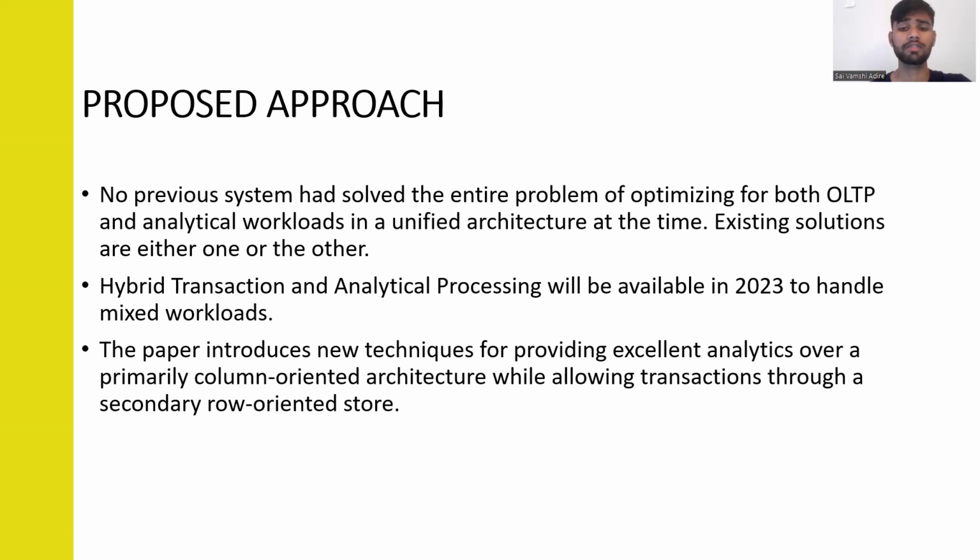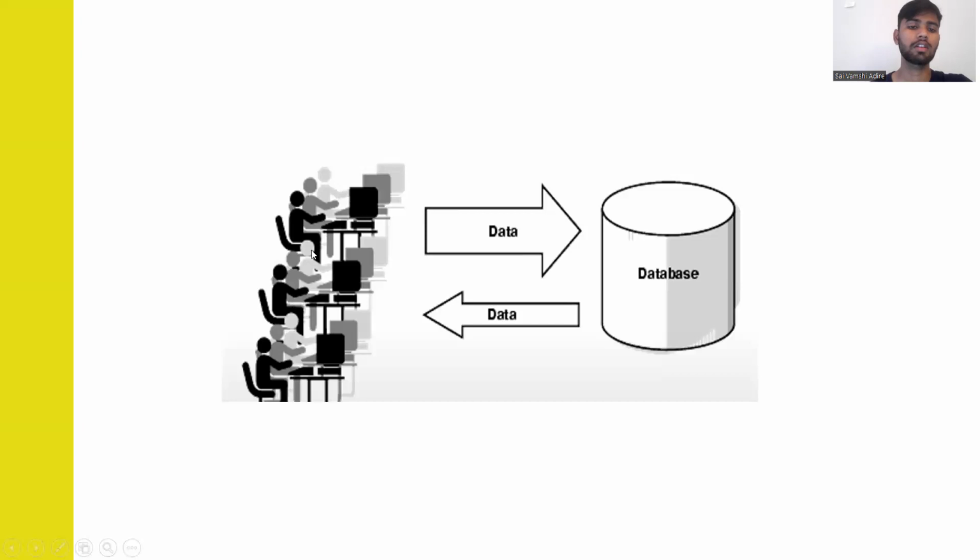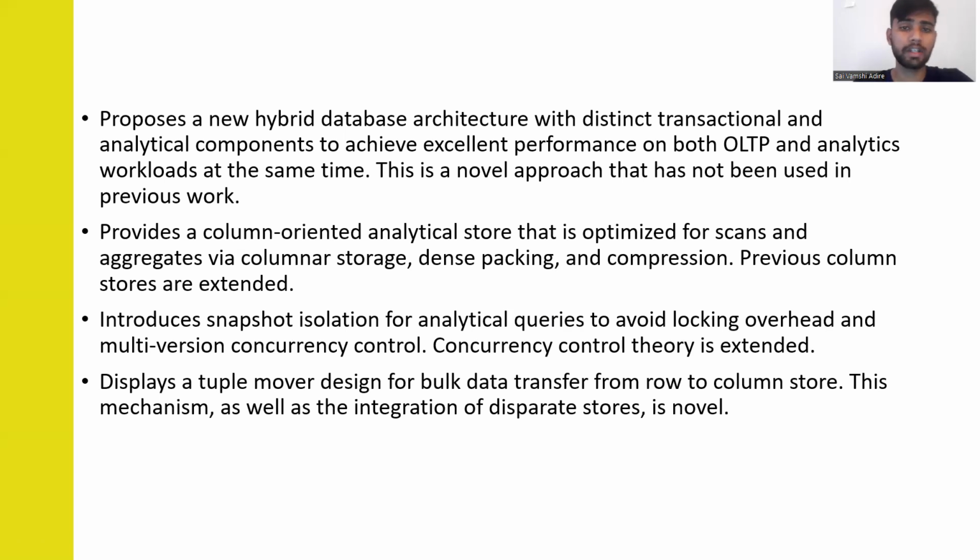The paper introduces new techniques for providing excellent analytics over a primarily column-oriented architecture while allowing transactions through a secondary row-oriented storage. The data is stored in the database and can be retrieved later through some queries. It proposes a new hybrid database architecture with distinct transactional and analytical components to achieve excellent performance on both OLTP and analytic workloads at the same time. This is a novel approach that has not been used in previous work, the first time. So it may be tricky and quite complex as well.